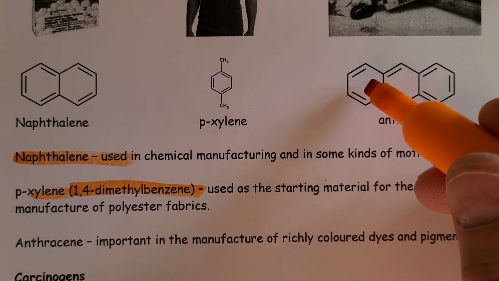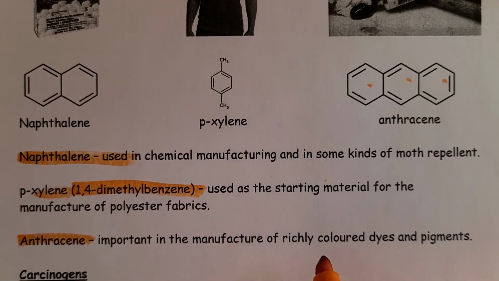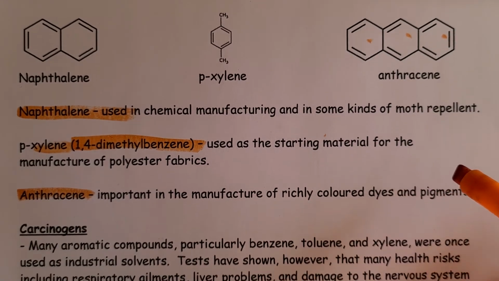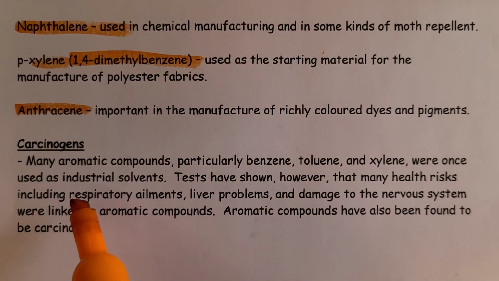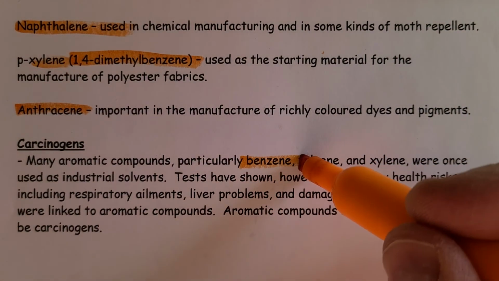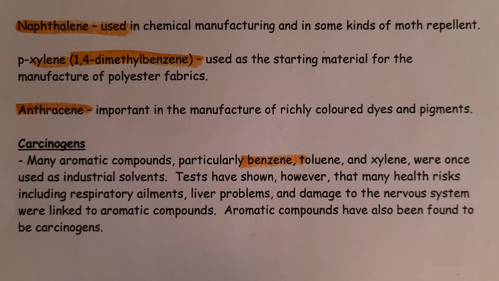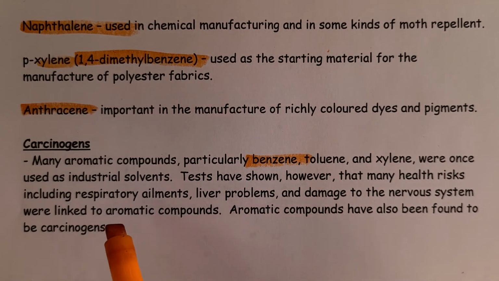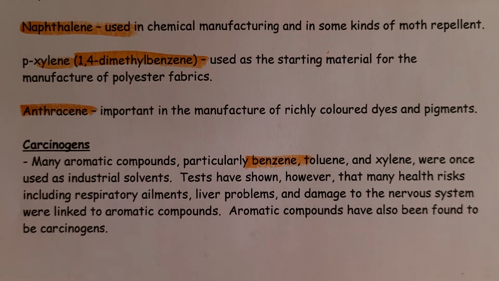And lastly, anthracene, which has 3 benzenes attached to each other, is important in the manufacture of richly colored dyes and pigments. And the last piece here to mention, carcinogens. Many aromatic compounds, particularly benzene, toluene, and xylene, were once used as industrial solvents to dissolve things. Tests have shown, however, that many health risks, including respiratory ailments, liver problems, and damage to the nervous system, were linked to aromatic compounds. So aromatic compounds have been found to be carcinogens.